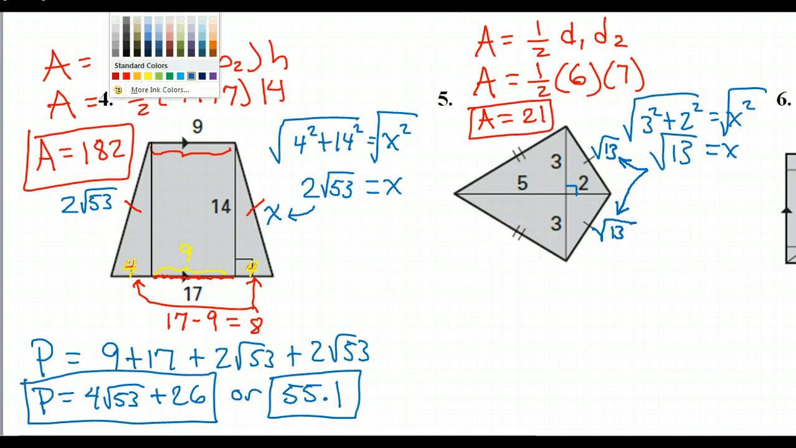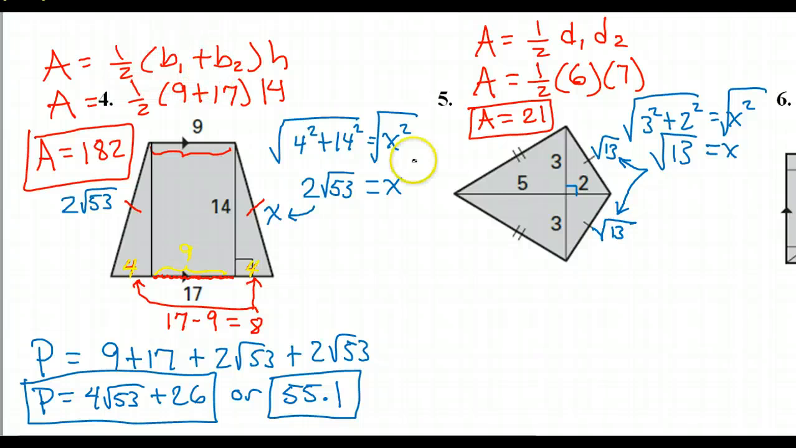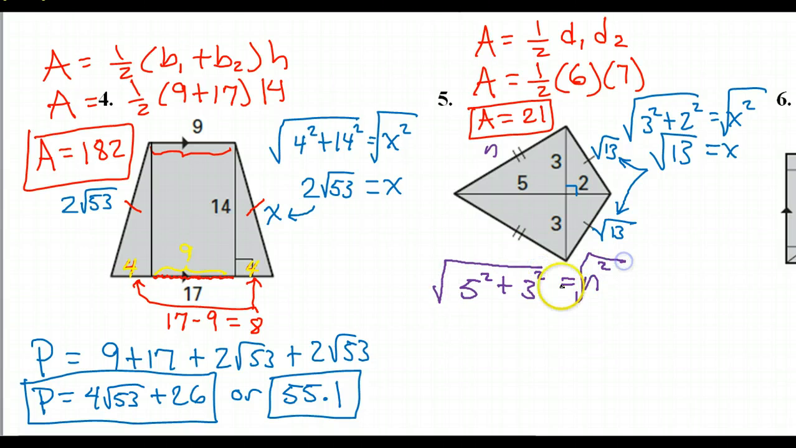Okay, but we also need to do the Pythagorean theorem on the other side. Say if I call this n. Okay, now I'm using this 5 and the 3, so my Pythagorean theorem is 5 squared plus 3 squared is equal to n squared. If I take the square root of both sides, I get the square root of 34. But there will be two of those, so I've got square root of 34 here and up here.